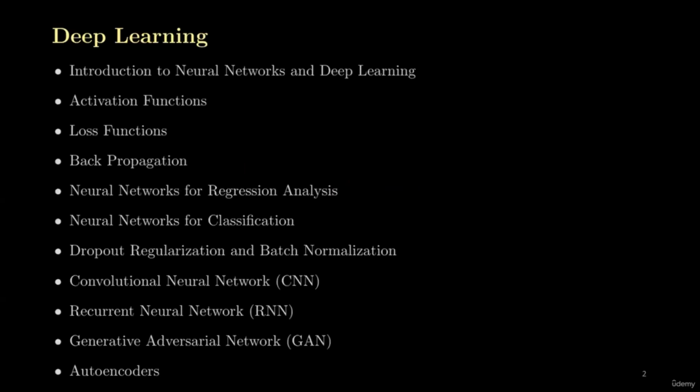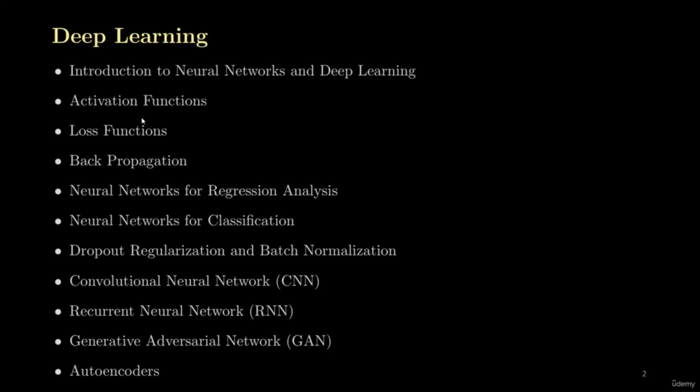Let's see what we are going to learn in this part of the course. So basically we are going to learn deep learning in 11 sections. So we have 11 sections about deep learning in this course. We will start from the introduction of neural networks and deep learning, and then we will learn about the activation functions, we will learn about the loss function, and we will learn about backpropagation.